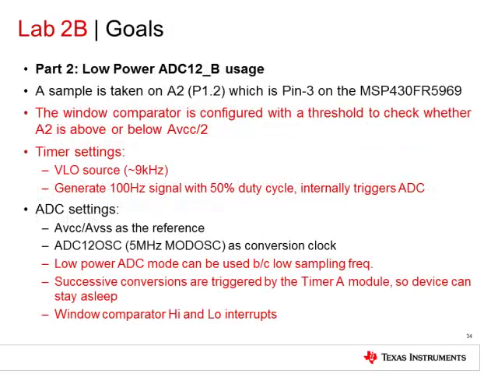In the second lab, we change some of the settings we previously used. The main goal here is to make the sample conversion cycle fully automatic. Also, the decision control is removed from software and done in hardware using the window comparator. This brings about even more power savings.